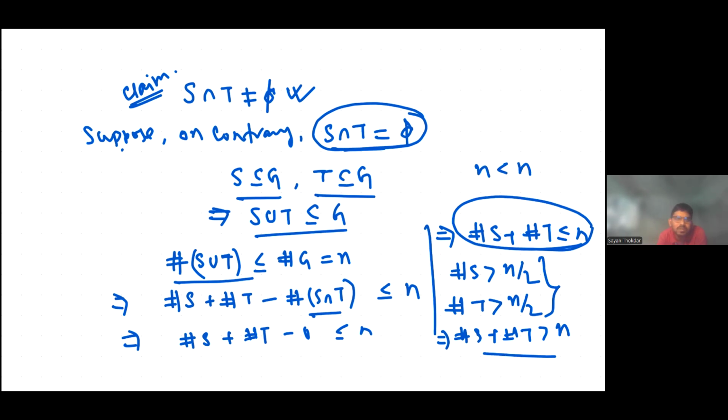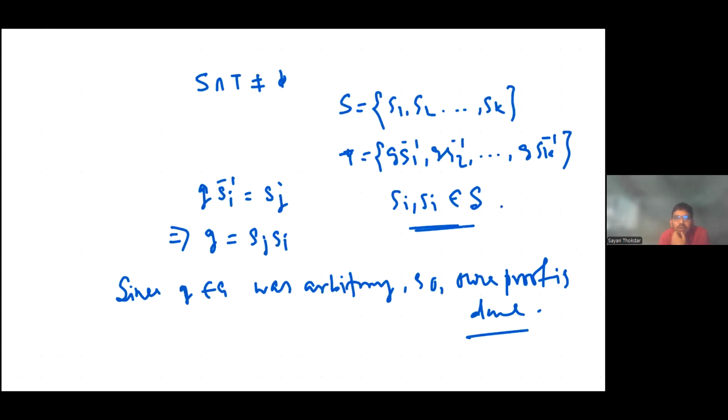This contradiction happens because we considered that they have no common elements. From that we conclude that there is a common element, g Si inverse equal to Sj, so g is Si Sj.